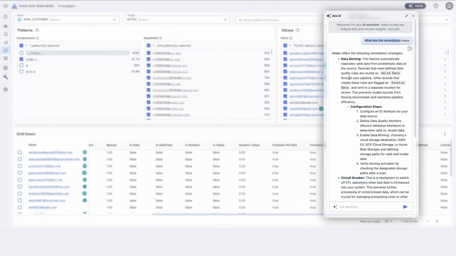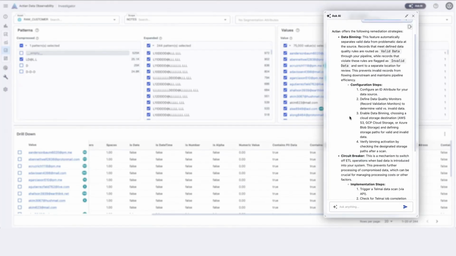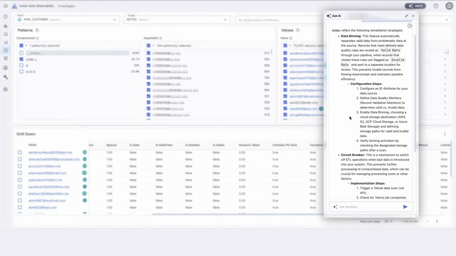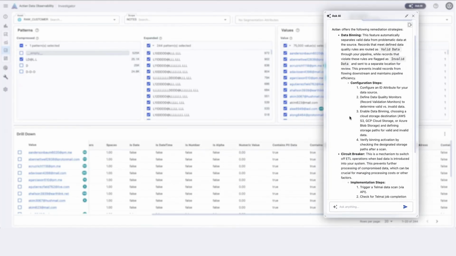Now, this is contextually focused in the investigator page, and the result is that either data binning or circuit breaking, or a combination of both, can be used to separate valid data from problematic data and switch off ETL when that bad data comes in at the source.